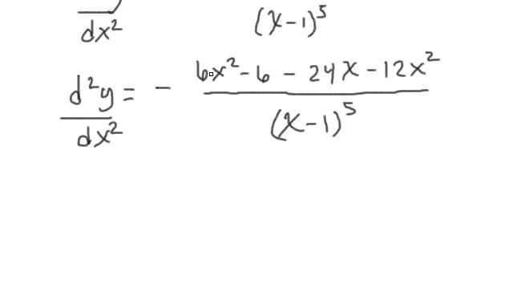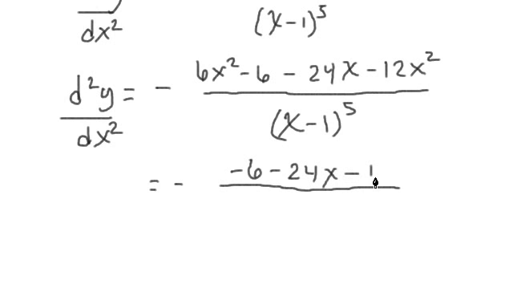My goodness. Collecting up some like terms, we have a 6x squared, a minus 12x squared, and let's see here. Yeah, I'm ready to get this over with. I don't know about you. Minus 6 minus 24x minus 6x squared, right? You have a positive 6 minus 12, that's minus 6. We still got this negative hanging around out here. I promise we're going to do something with that eventually.